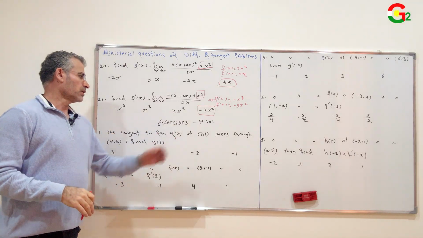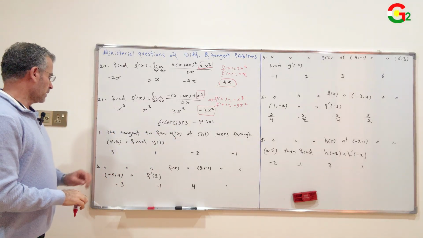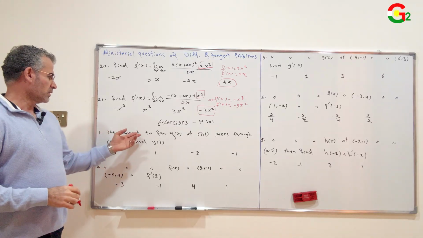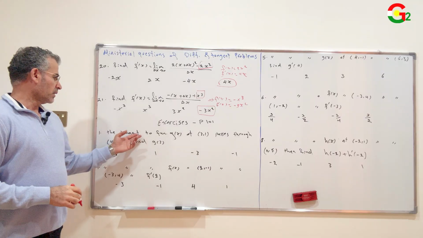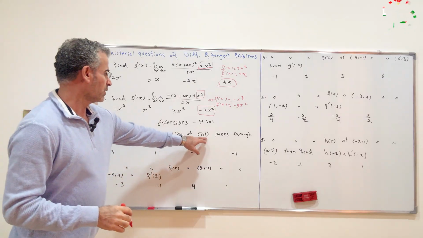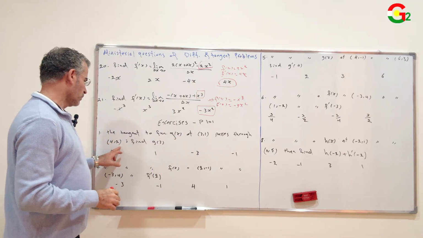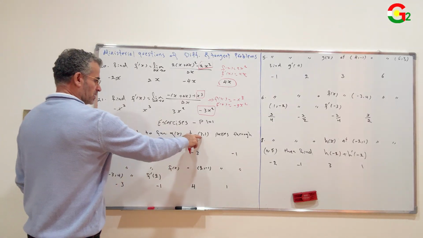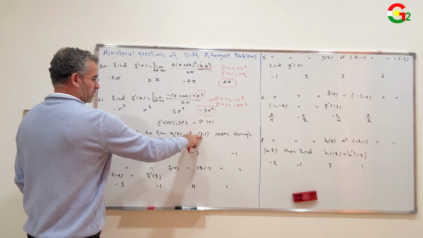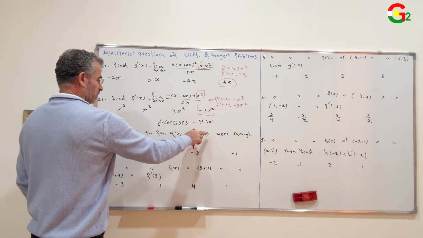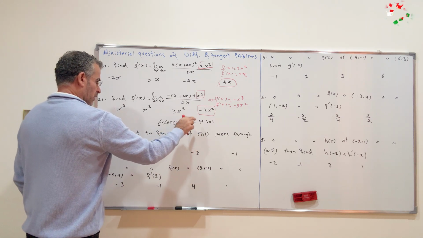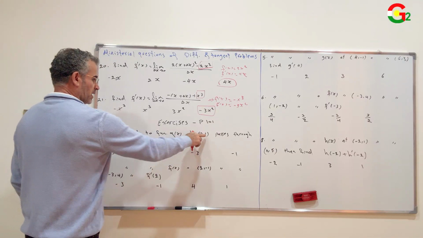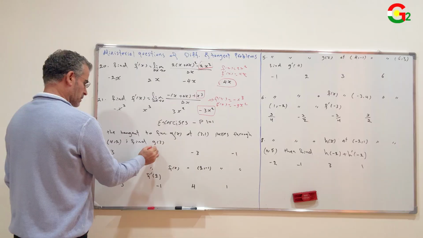Exercises, page number 101 in the book. Question number 1. The tangent line to the function g of x at the point (3, 1) passes through the point (4, 2) also. Find g of 3 at the point of tangency. Since 3 is the x coordinate of the point of tangency, then (3, 1) belongs to the function g, so g of 3 is 1. Choice B.